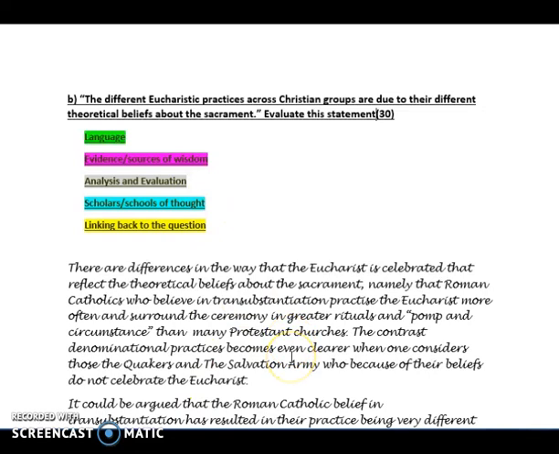So, as always, I start with my thesis statement that does link back to the question and give my view. So the statement is, the different practices across Christian groups are due to their different theoretical beliefs about the sacrament. Now look at the opening of my thesis statement. There are differences in the way that the Eucharist is celebrated that reflect the theoretical beliefs about the sacrament. So I have linked my thesis statement to the question. And then this is my view here.